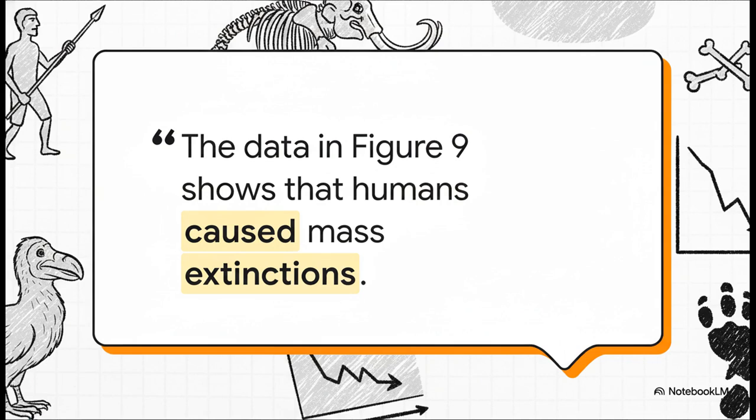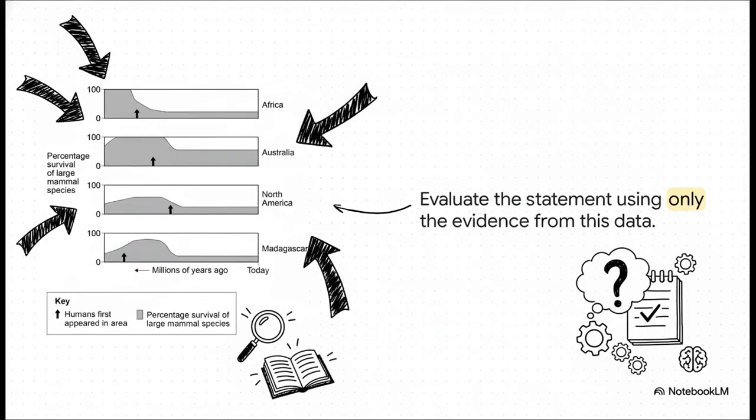Now, your job isn't to just agree or disagree. Your job is to be a detective and critically look at how well the data itself actually supports this claim. And this is the absolute golden rule, you guys. You must use only the evidence you see right here in these 4 graphs. This is a test of your ability to interpret this specific data set, not a test of everything you've ever learned about extinctions. So let's break down what this data is actually telling us.